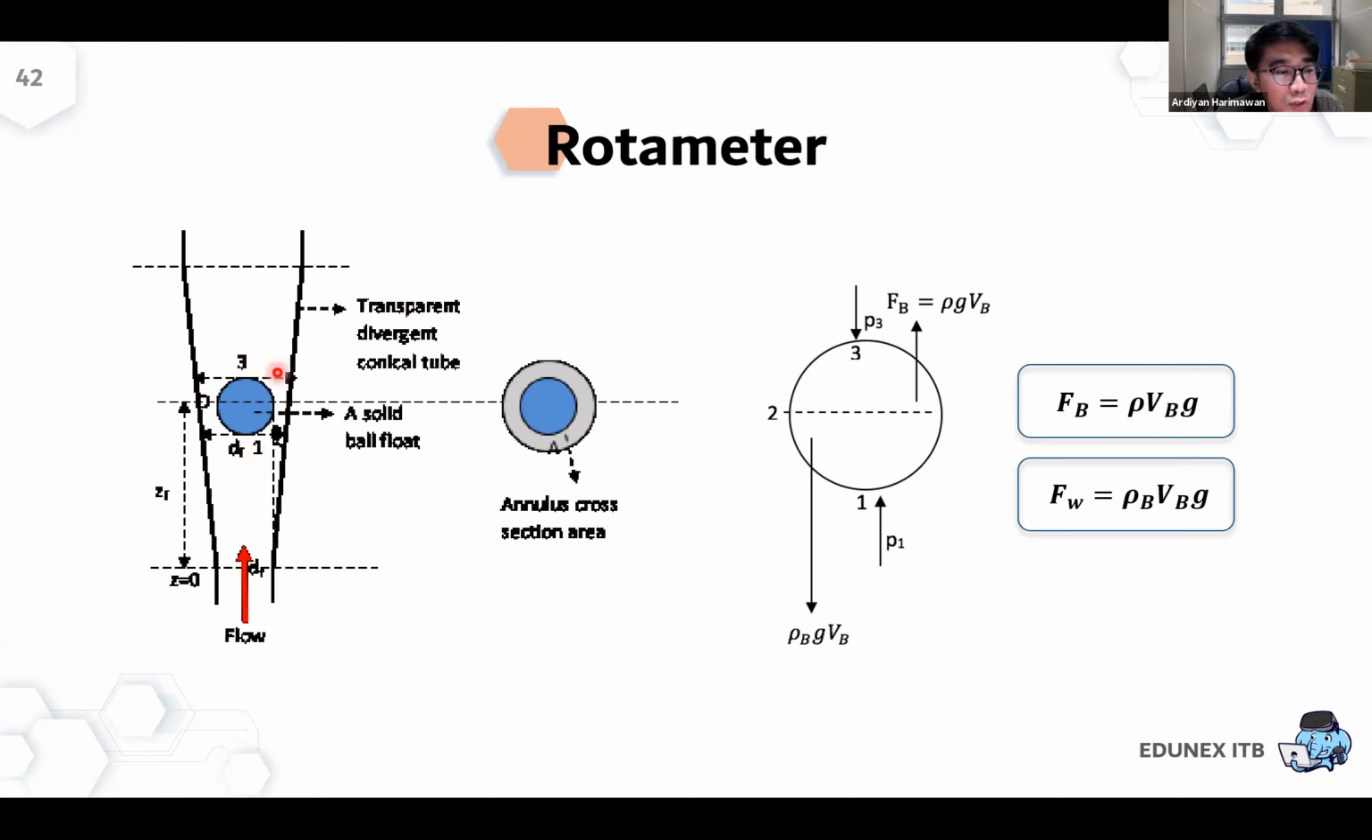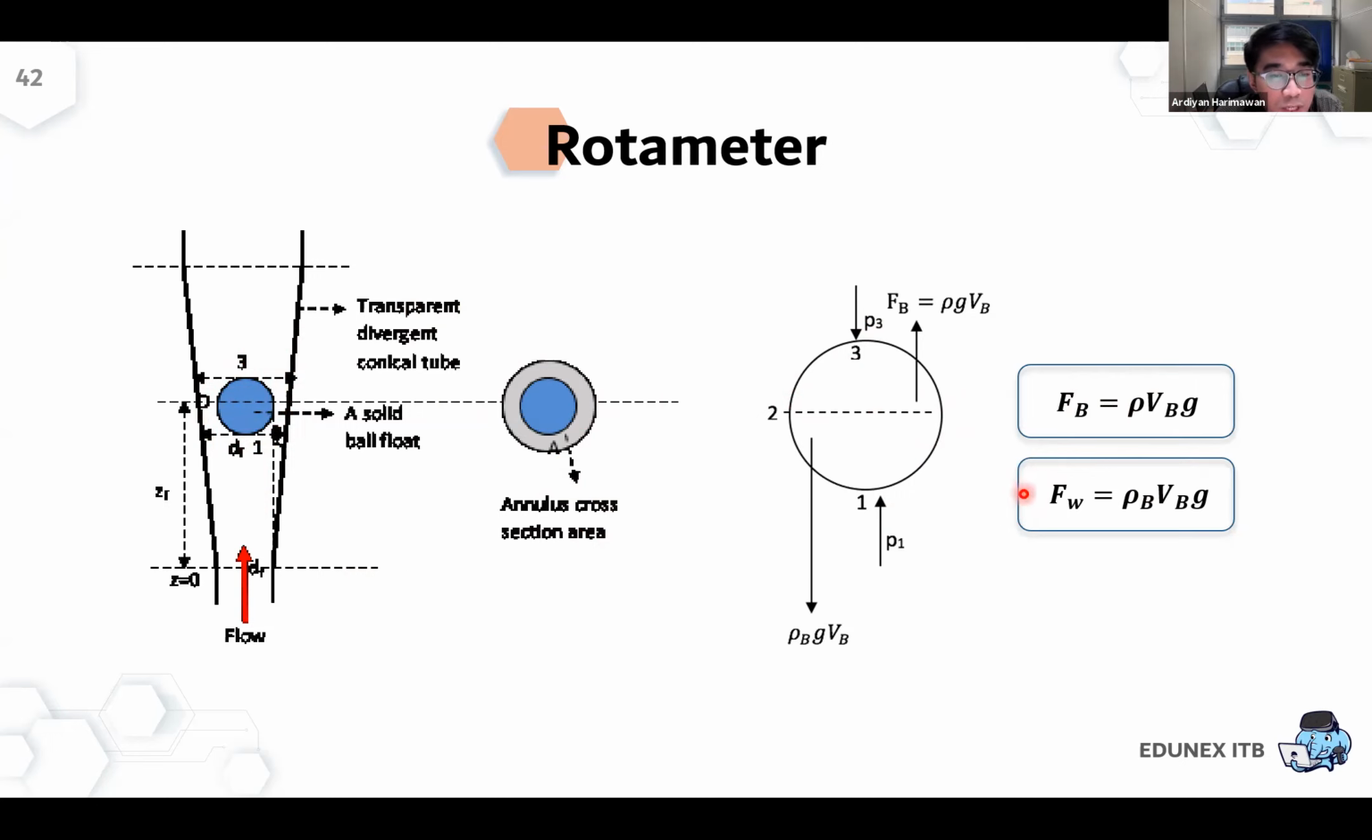Jadi di rotameter itu sebetulnya nanti tekanan ini akan dipengaruhi dari gaya yang bekerja. Gayanya apa? Ada gaya apung, the buoyancy force. So the derivation of the equation will be a bit complex for you, so I do not write it in this slide, but just understand the concept.